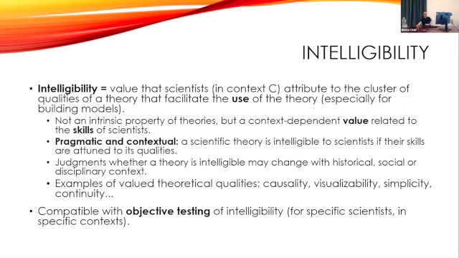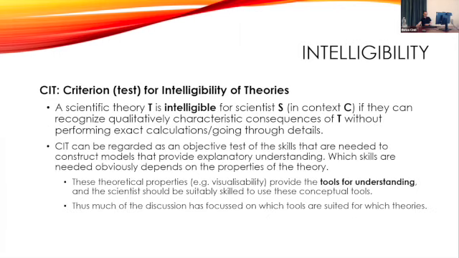Like De Regt puts it, it is compatible with objective testing of intelligibility for specific scientists in specific contexts. So he gives what he calls the criterion for intelligibility of theories. A scientific theory T is intelligible for a scientist S in a context C if they can recognize qualitatively characteristic consequences of T without performing exact calculations or without going through details. So this is basically the old Heisenberg notion, but now in slightly more philosophical language, with more philosophical detail.